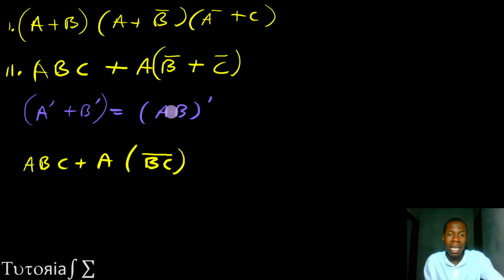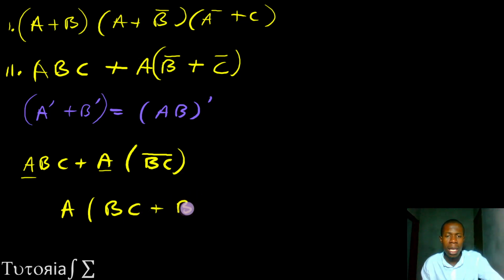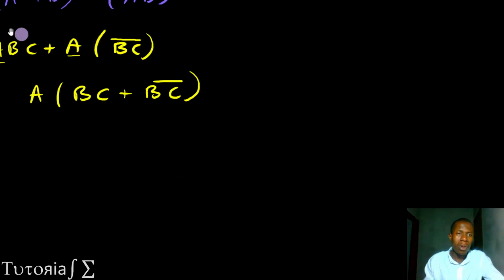So basically you can write it like that, but mostly we use this for complement. So here again, what we can do is we see that A here is common, so we can factor out A. So when we factor out A, we'll remain with B, C plus B, C complement like that.